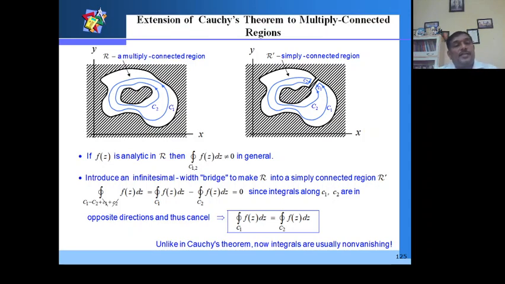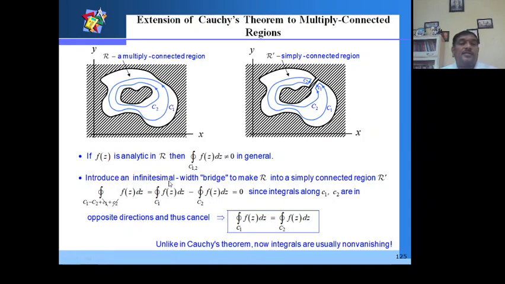Now we will discuss the extension of Cauchy's theorem to a multiply connected region. You know that R is a multiply connected region, and here R dash is a simply connected region. Here you can see C1 and C2. Here we can cut, and f(z) is analytic in R. Then the integral over C1, C2 of f(z) dz is not equal to 0 in general.